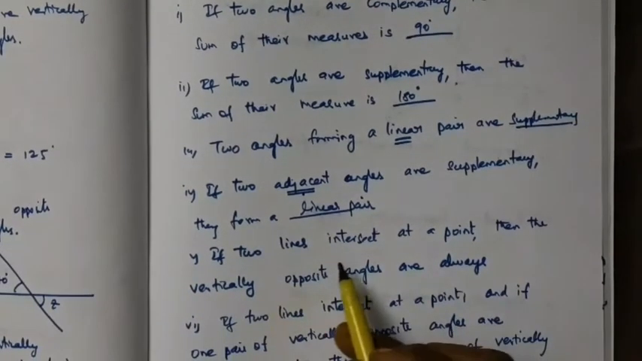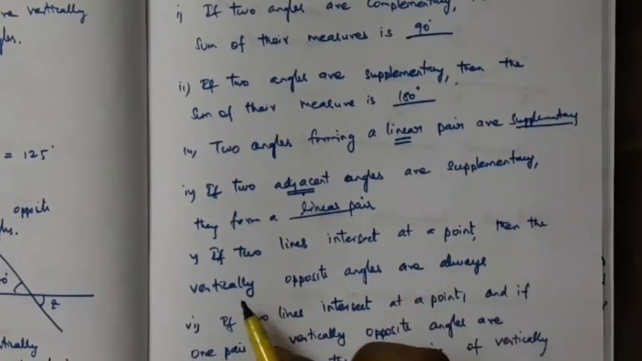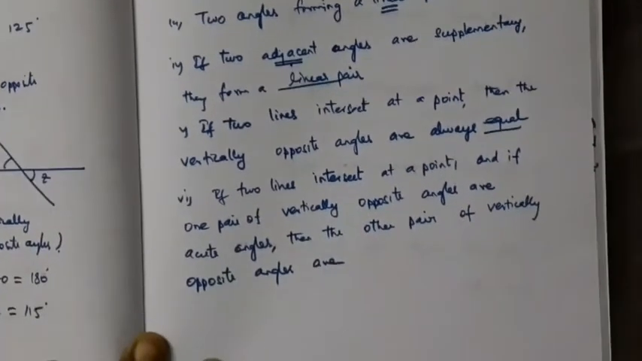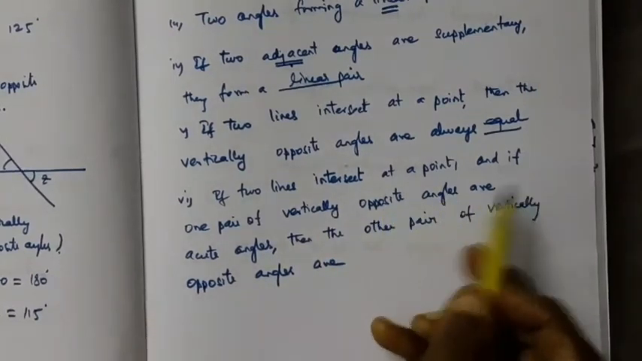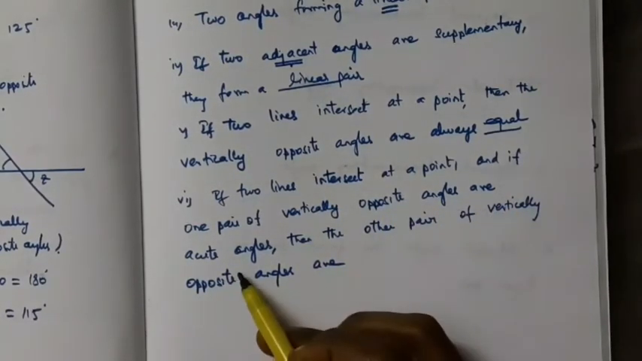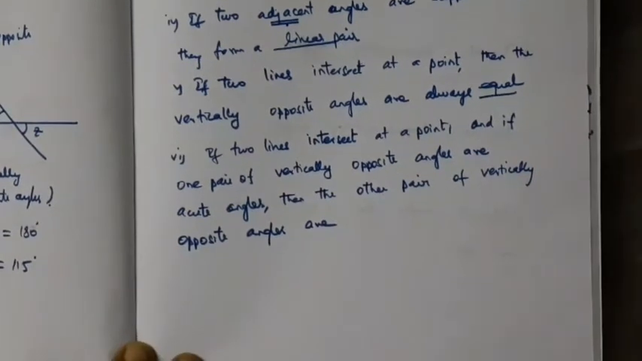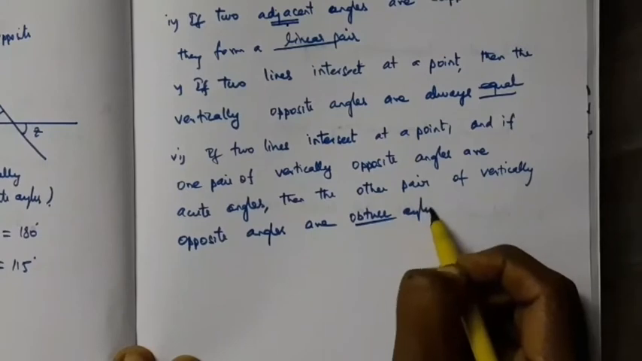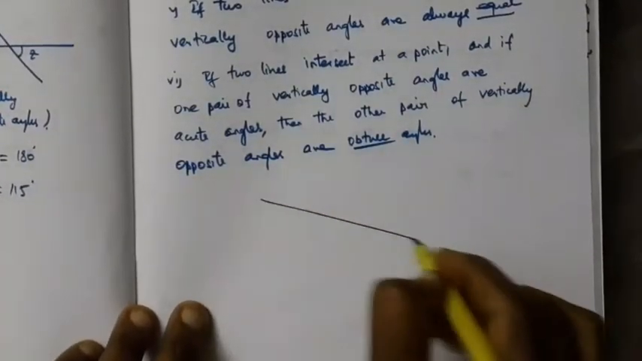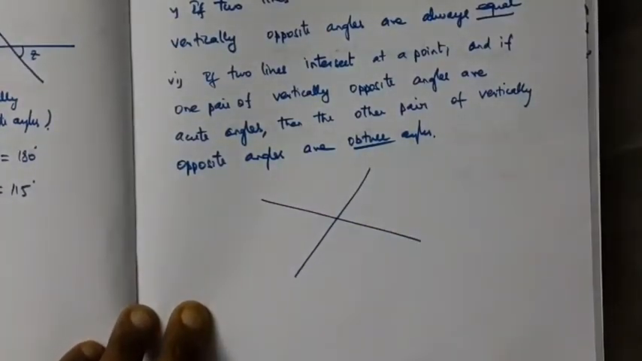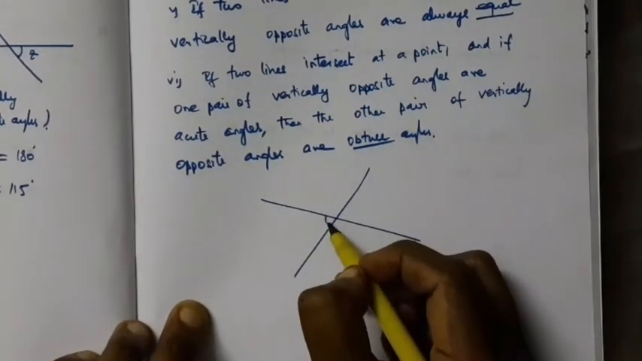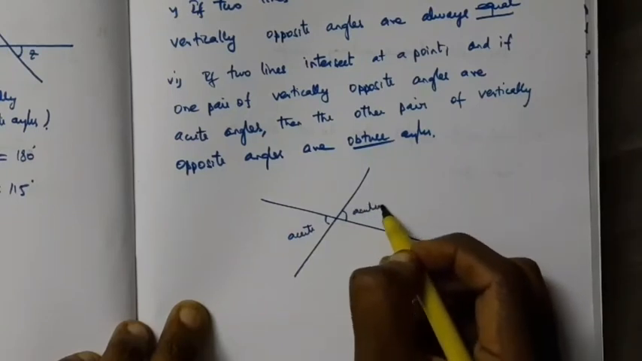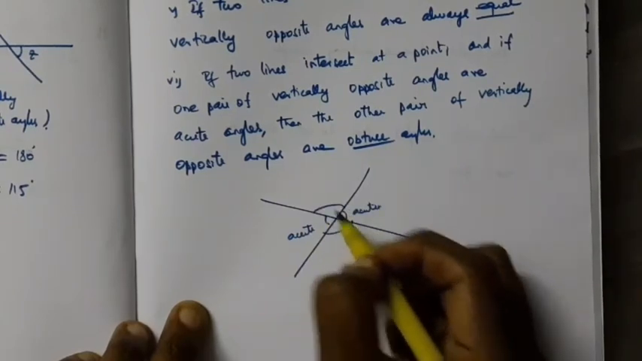If two lines intersect at a point, then the vertically opposite angles are always equal. If two lines intersect at a point and one pair of vertically opposite angles are acute angles, then the other pair of vertically opposite angles are obtuse angles. How? So we can take two lines. If these two are acute angles, this is acute and this is also acute, surely these two should be obtuse angles.